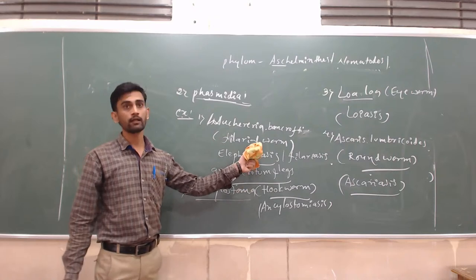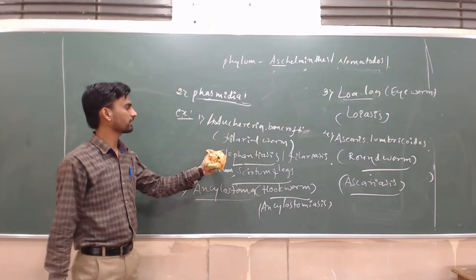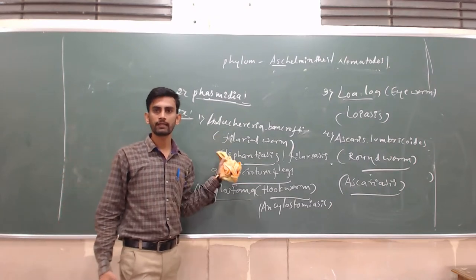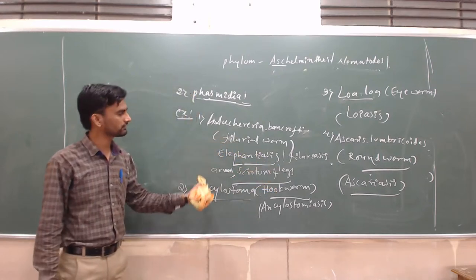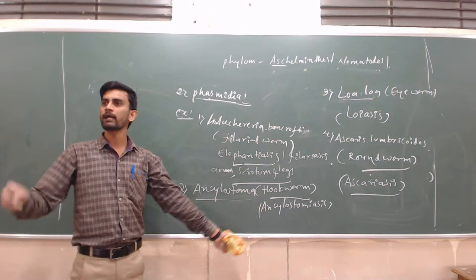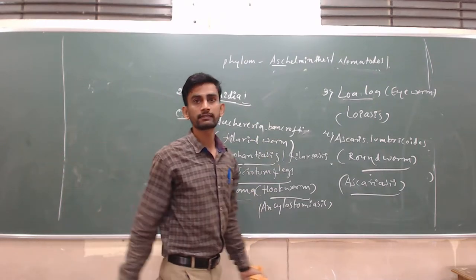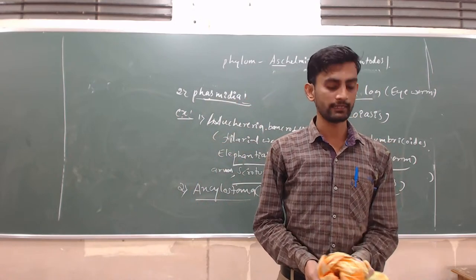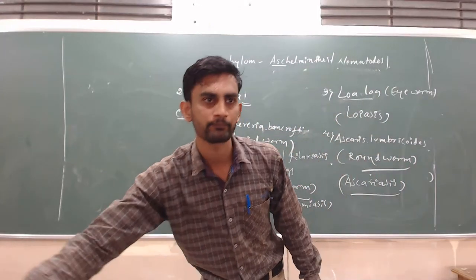Ascariasis. In adults as well as children, after the age of 13-14, you will find Wuchereria bancrofti. That's why every year they give tablets now, related to elephantiasis. So just remember the scientific name as well as the common name. With this, I'll conclude the phylum Aschelminthes. In the next class, we'll discuss another very important phylum, Annelida. Right? Thank you.